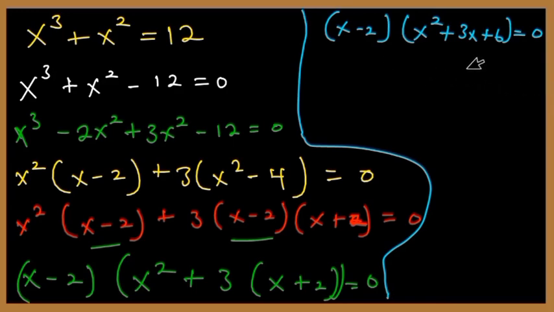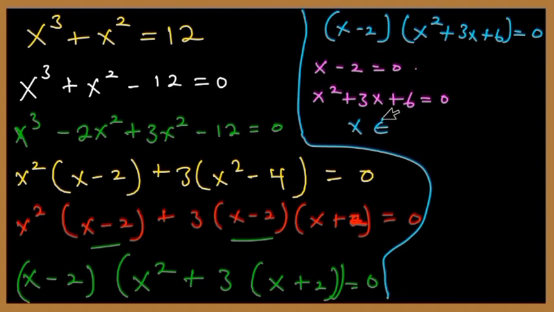Now what we have to do is set both terms to 0. So I'll have my x minus 2 equals 0 and my x to the power 2 plus my 3x plus 6 equals 0. Now from here, if we try to solve this one, you can see that our x does not belong to real numbers. So this one does not give us a solution for this equation.